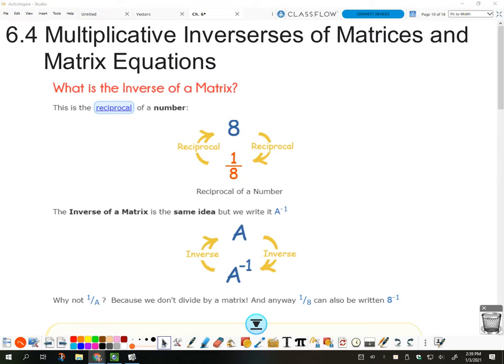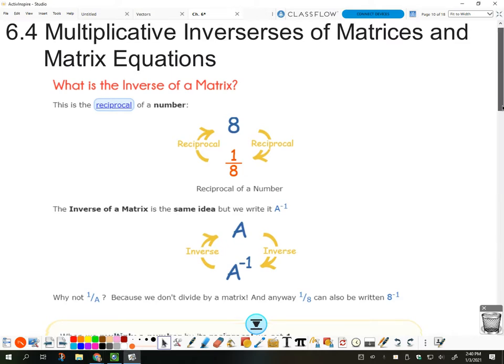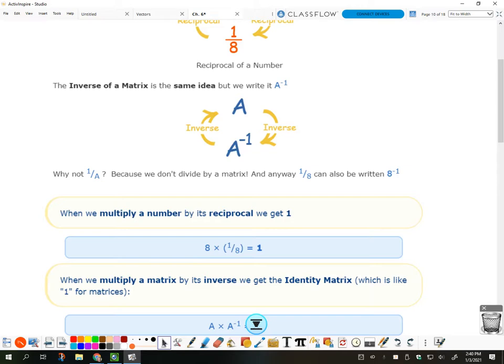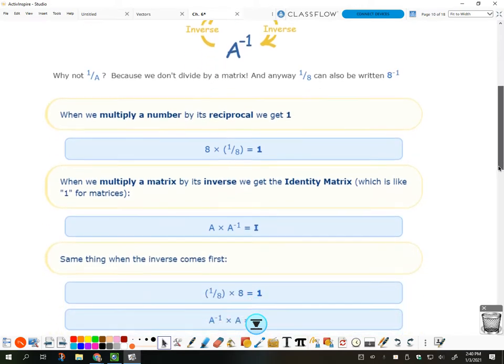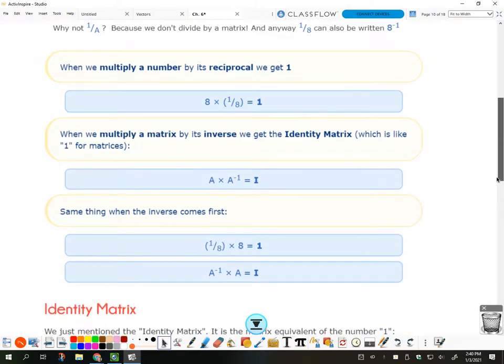Usually it does involve a bunch of weird little fractions, but that's not really the point. This little sentence right here, I thought was kind of funny. You don't do 1 divided by A, because you can't divide matrices, but 1/8 is the same thing as 8 to the negative 1. So it's really not like we're doing anything different. Anyway, when you multiply a number by its reciprocal, you get 1.